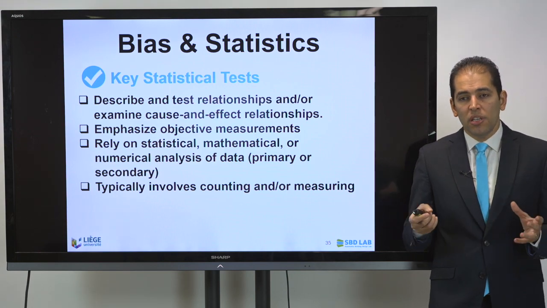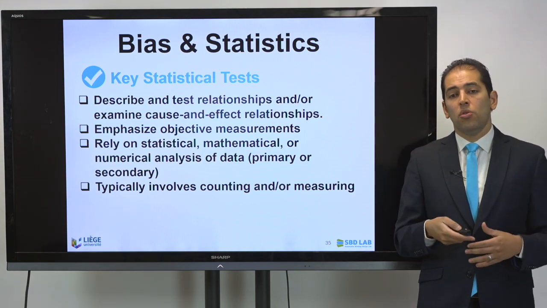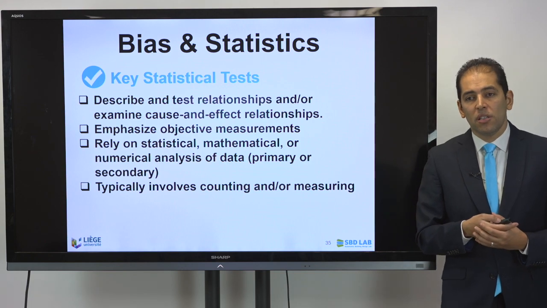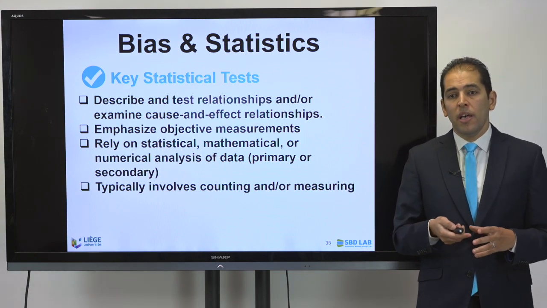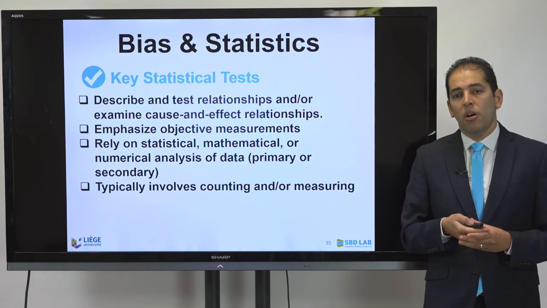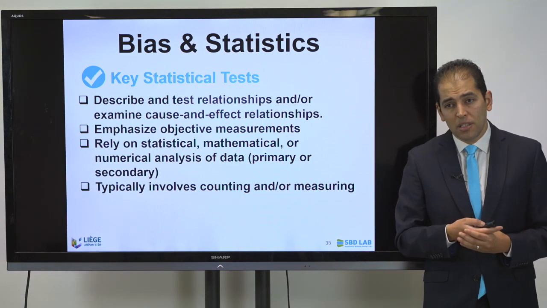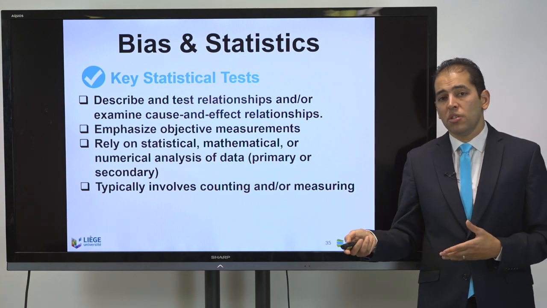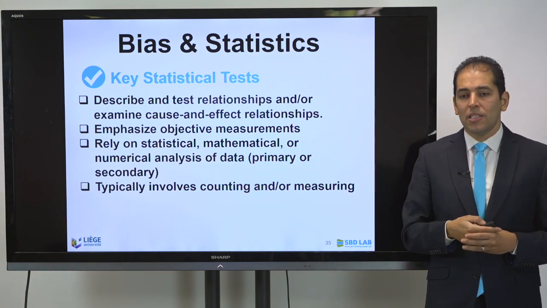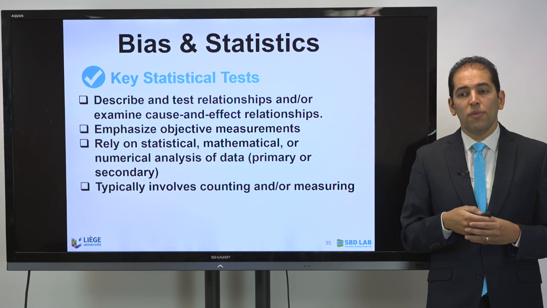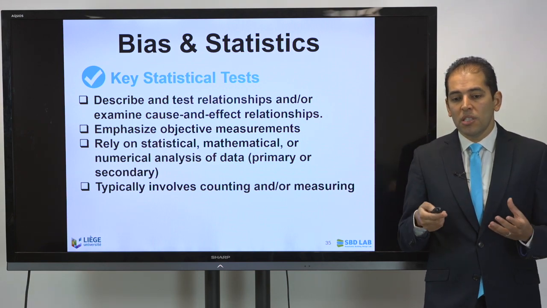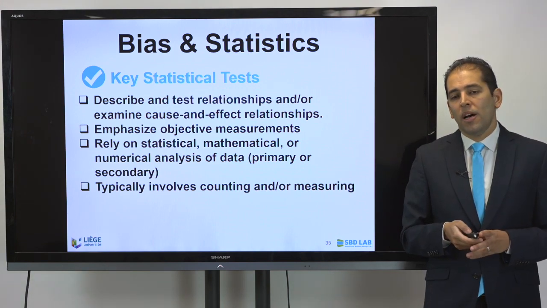My advice in general is to describe and test the relationships or examine the cause and effect relationships only if there's variance. Emphasize the objective of your measurements. Rely on statistical, mathematical, or numerical analysis of data, whether you are using primary or secondary data sets. And this will typically involve counting and measurement. So this is the nature of statistical analysis.